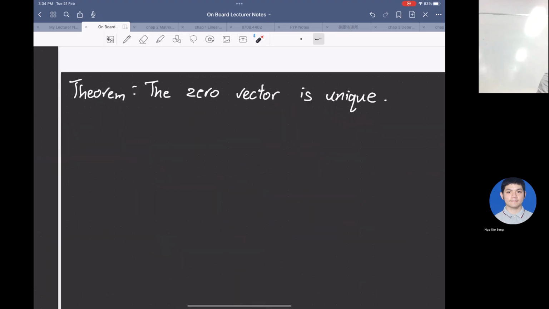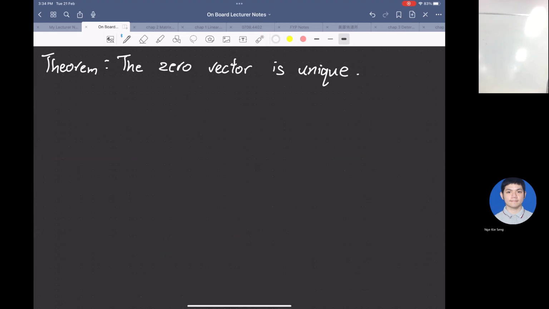So the zero vector is unique. Okay. So there's not much information here. If there is not much information, we try to use contradiction or contrapositive. So we suppose it is not unique.